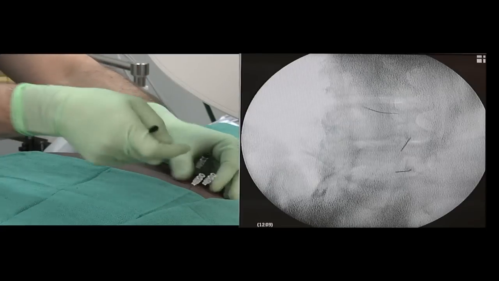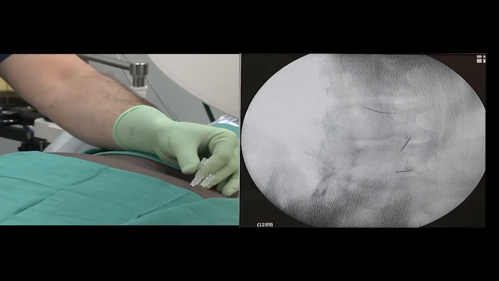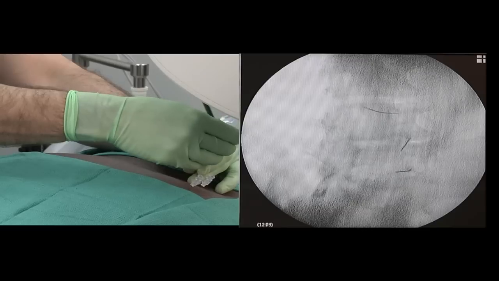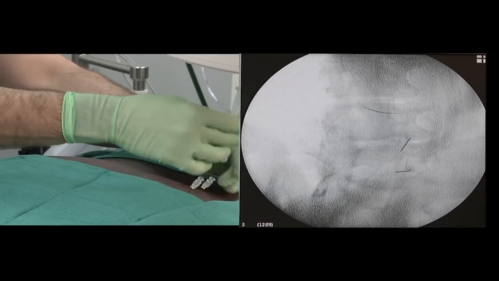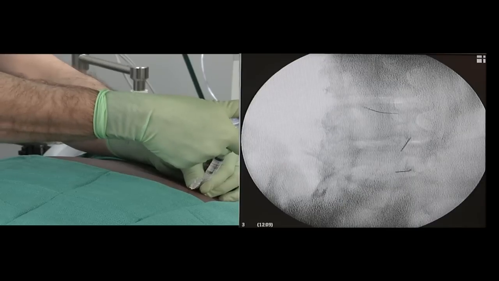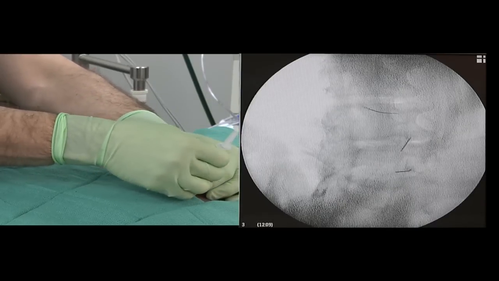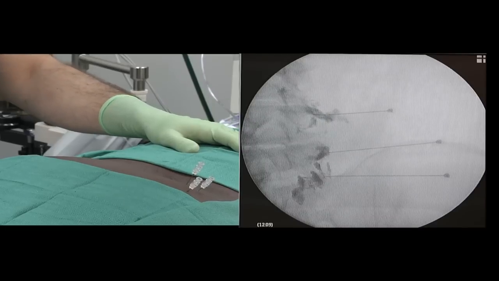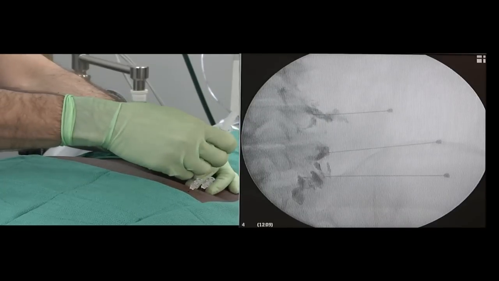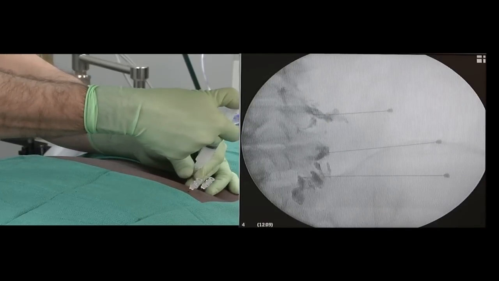The stylets are then removed from the needles and the contrast solution is injected through the needles into the lumbar facet joints, identifying correct location of the needles within the joint space.